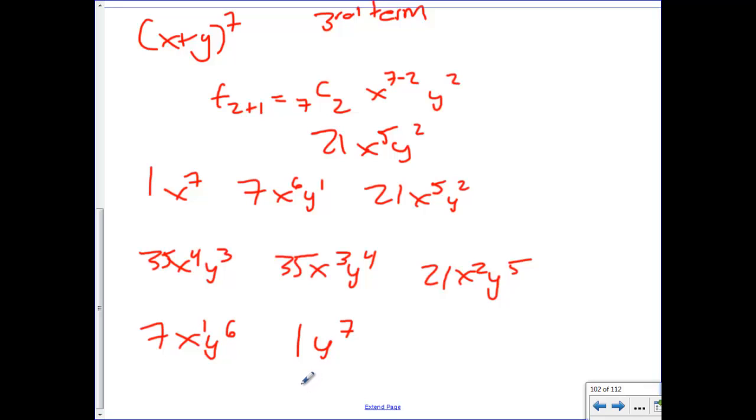So if you actually have to FOIL the whole thing out, once you figure out how the pattern works, you just need to recognize that this goes 7, 6, 5, 4, 3, 2, 1, 0 for x. And then it goes the other way for y. And all you need is that Pascal's triangle number in front.